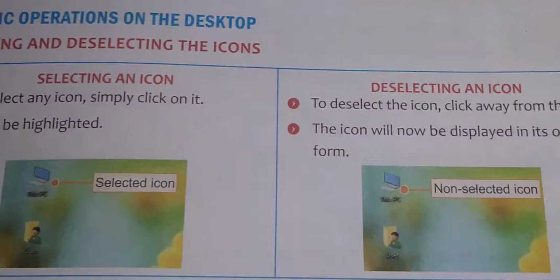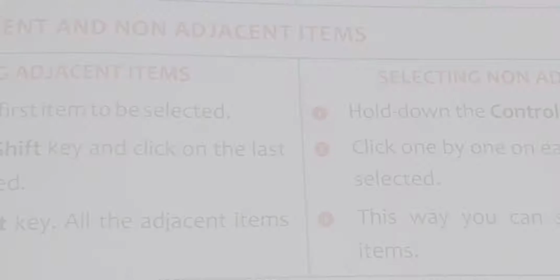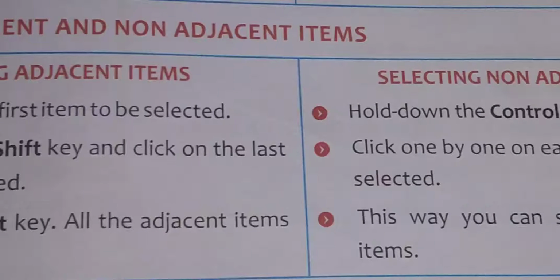Then if you move your cursor away from the icon, the highlighted section will disappear. This way you can understand that the text or the icon is deselected. So here we are studying about icons only. Next one is selecting adjacent and non-adjacent items.